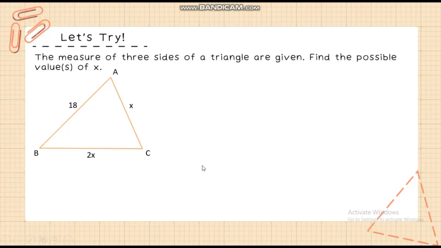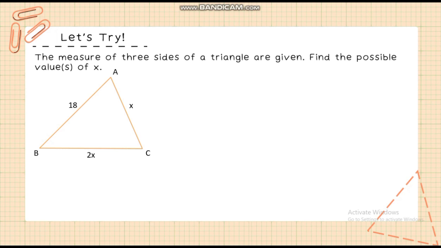Let's try to answer this. Measures of three sides of a triangle are given. Find the possible values of x. So, for us to be able to find the exact measurements of these sides, we need first to identify the values of x. So, we're just going to use the formula shown in the previous slides, which is the third side is greater than the difference of the pair sides, but less than the sum of the pair sides.